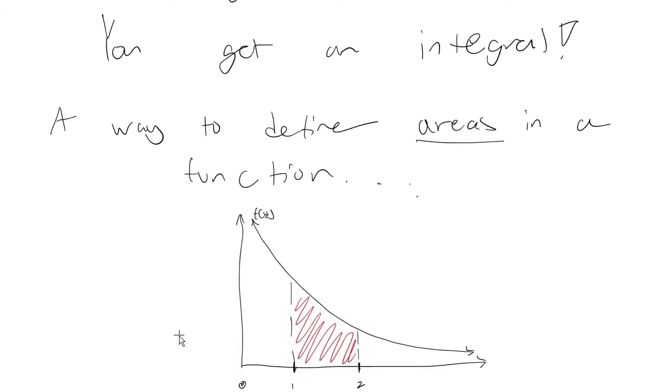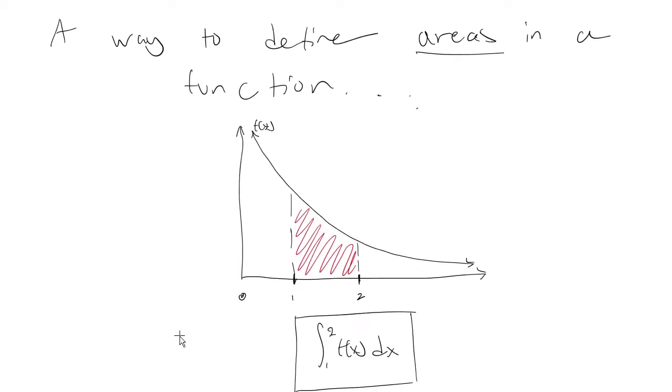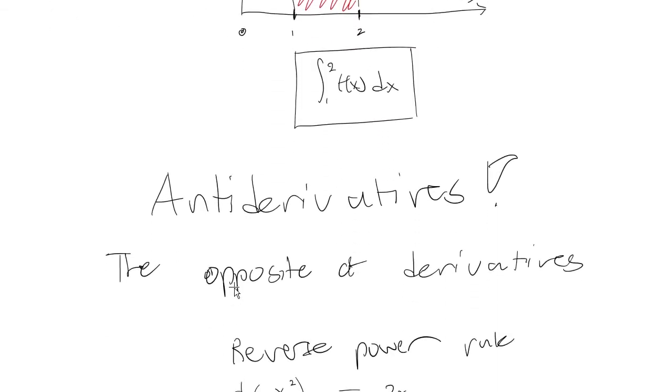An integral is a way to define areas under a function, and in this example you can see that the area between the x values 1 and 2 can be represented in this notation. But a problem with this notation is that we can't really do anything with it. Even if you knew what f of x exactly was, you can't just calculate the integral, you need it to be in a form that is easier to solve. This is where antiderivatives come in, which can be thought of as the opposite of derivatives.